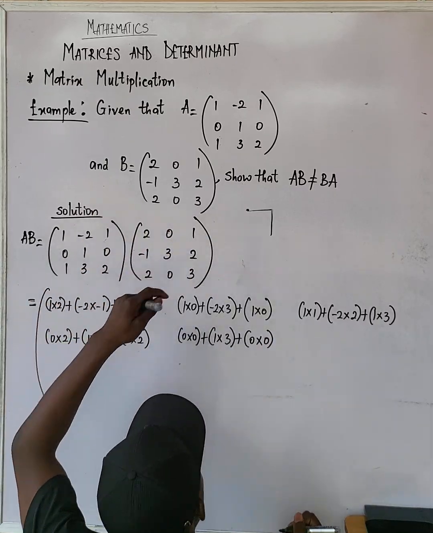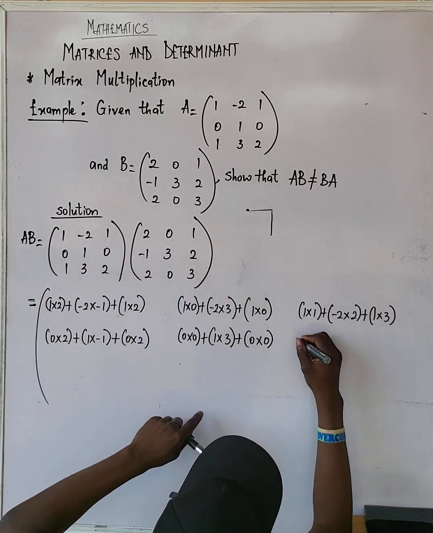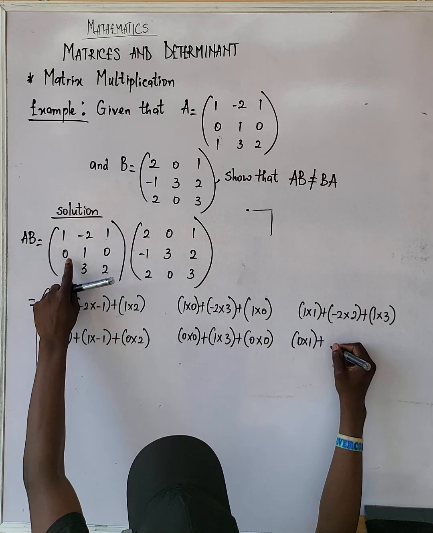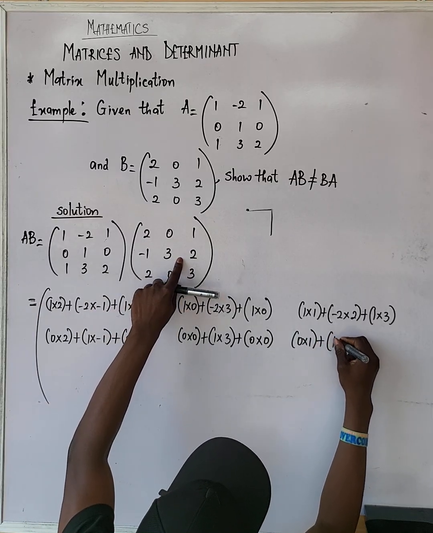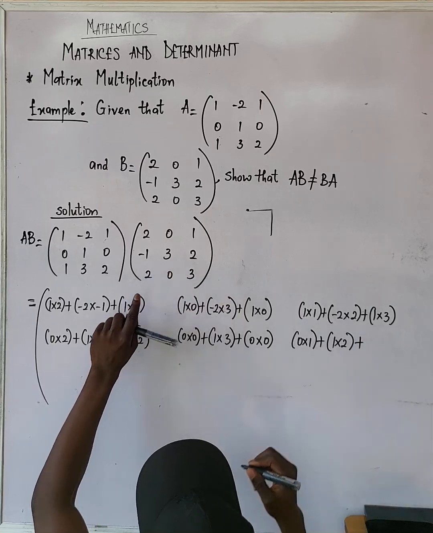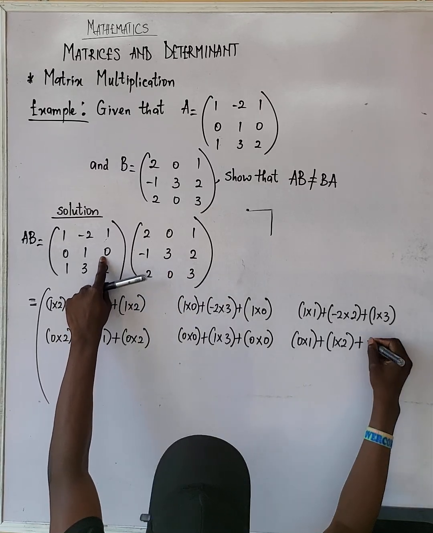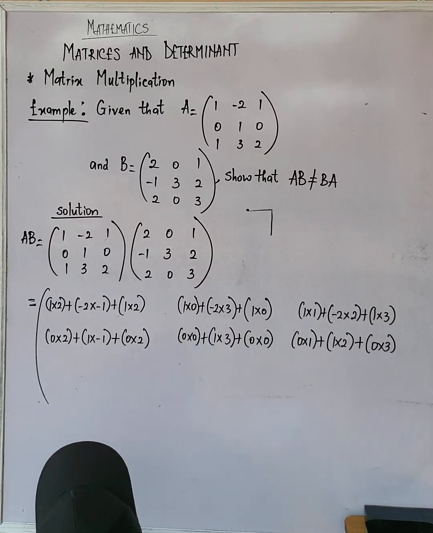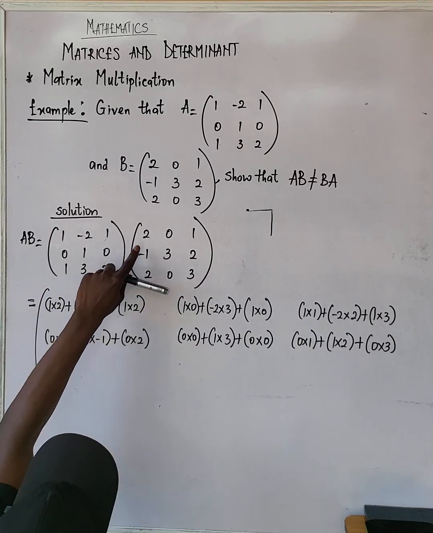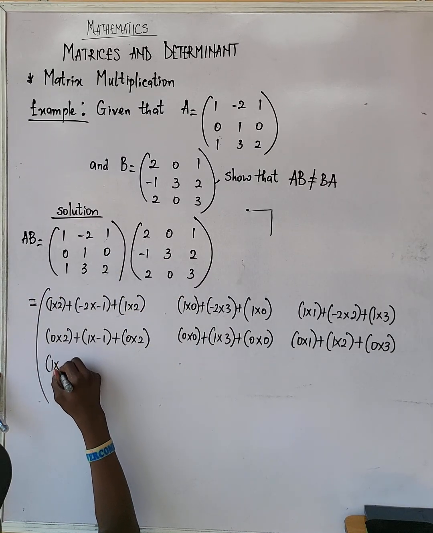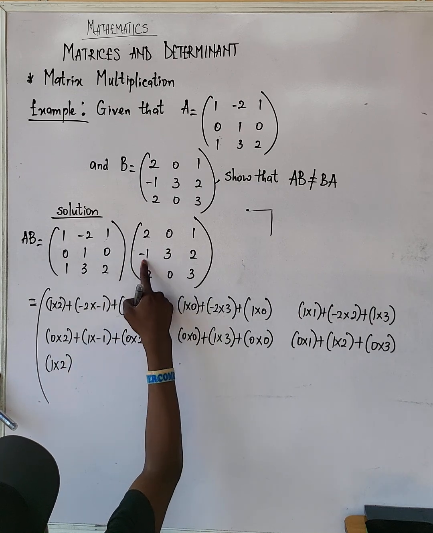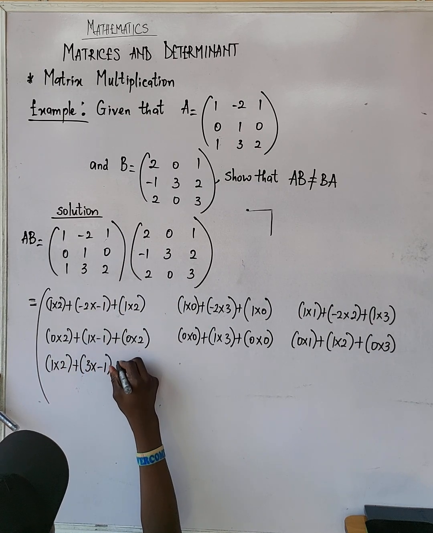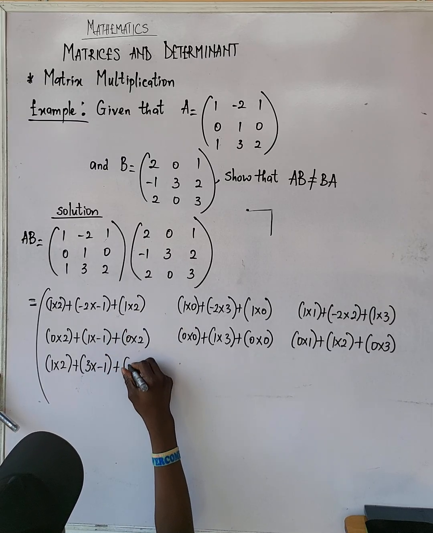So let's go for the last column. This will go for this, that will be 0 multiplied by 1 plus 1 multiplied by 2. You see that it's not easy. Then 0 multiplied by 3. So for the last one, that will be 1 multiplied by 2, plus 3 multiplied by minus 1 plus 2 multiplied by 2.